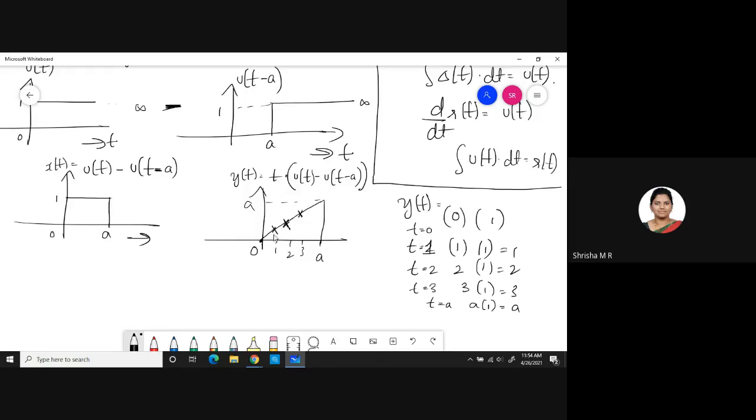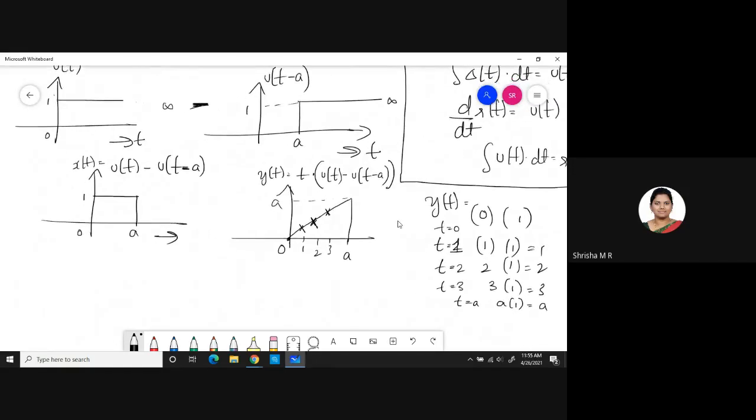So at t is equal to 0, substitute the values. At t equal to 0, 0 into 1 would be 0. At t is equal to 1, 1 into this 1 will be 1. If t is equal to 2, 2 times this will be 2. 3 into this will be 3. A times this signal will be A. Got it? Amplitude would be A. Did you all take down this? Shall we move ahead?